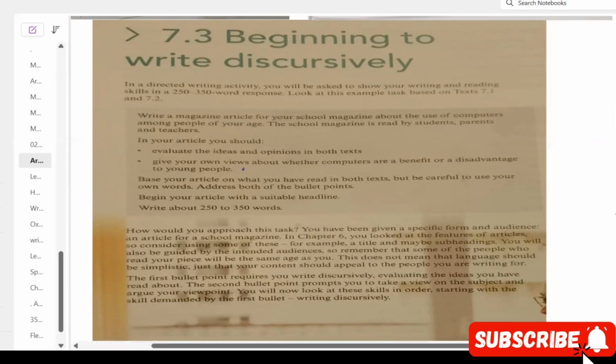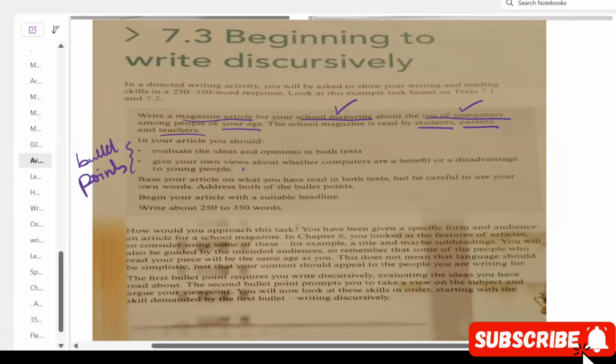Write a magazine article, it's a magazine article, for your school magazine. We also got to know it is about the use of computers among people of your age. The school magazine is read by students, parents, and teachers. Okay, so we have to see the keywords. We've read it. It's a school magazine, that's the genre. The topic is the use of computers among people of your age. Now we are going to see the bullet points.